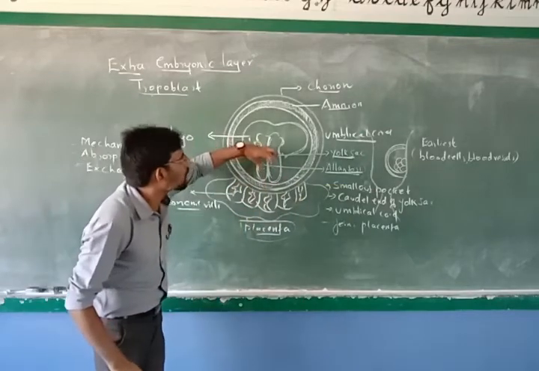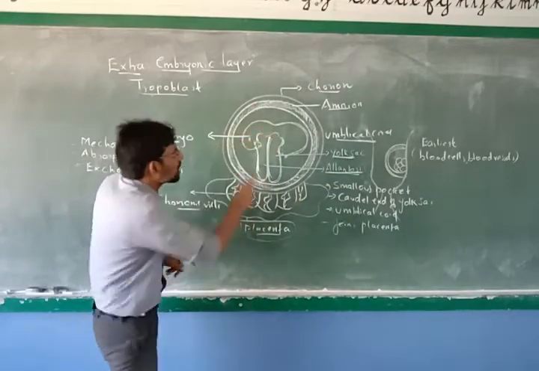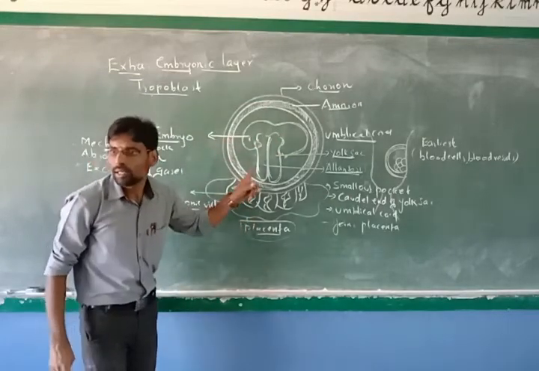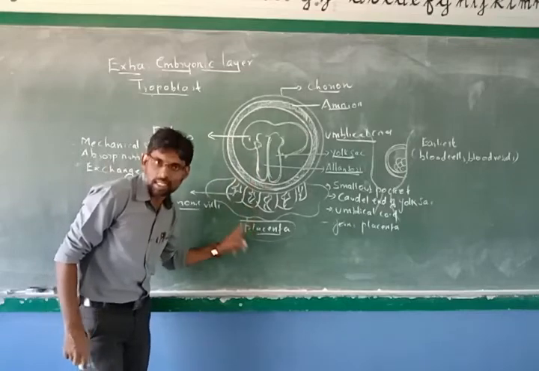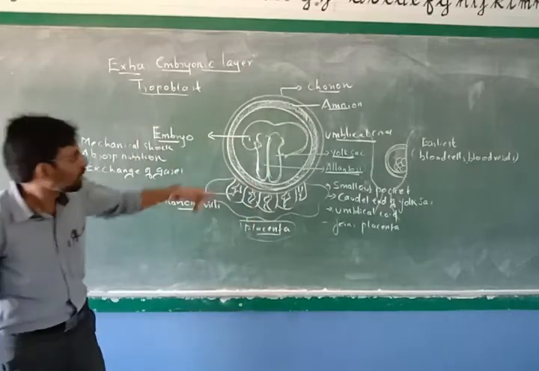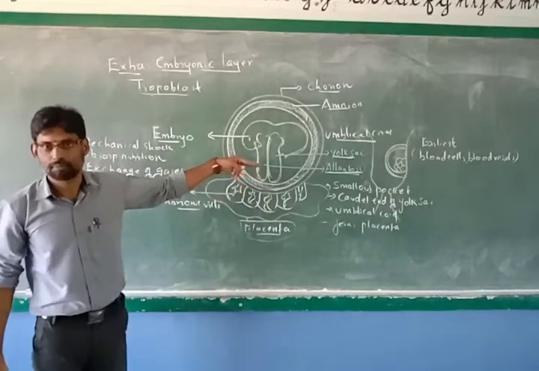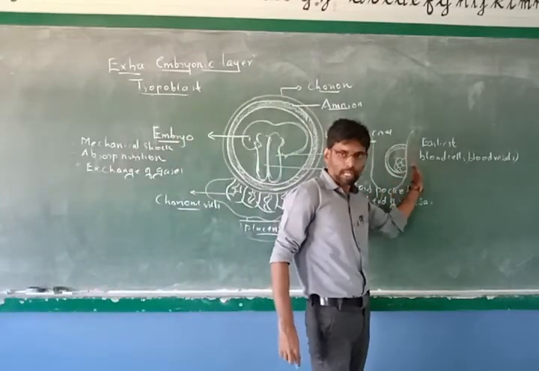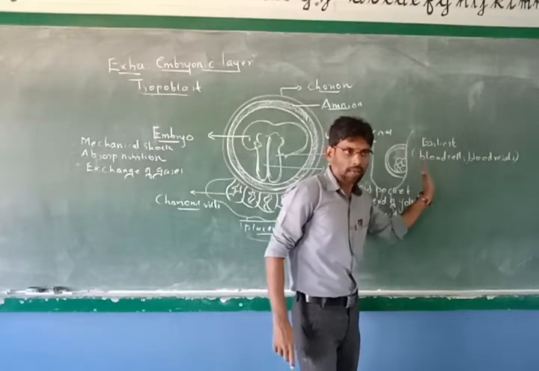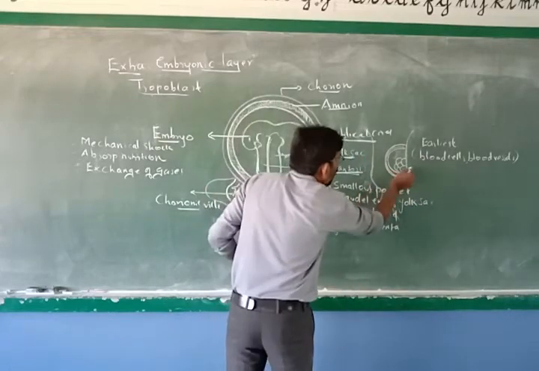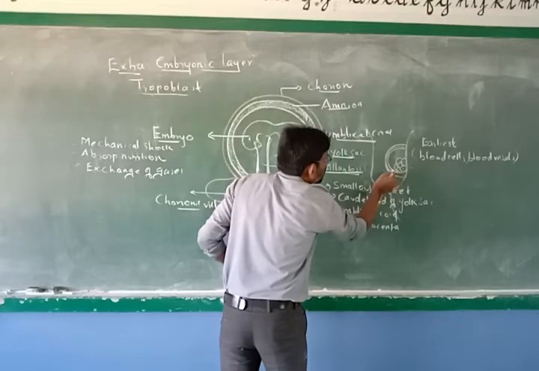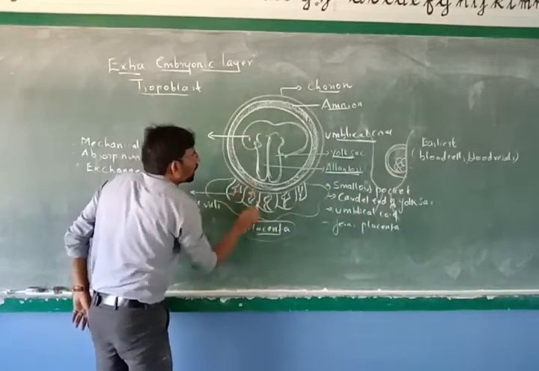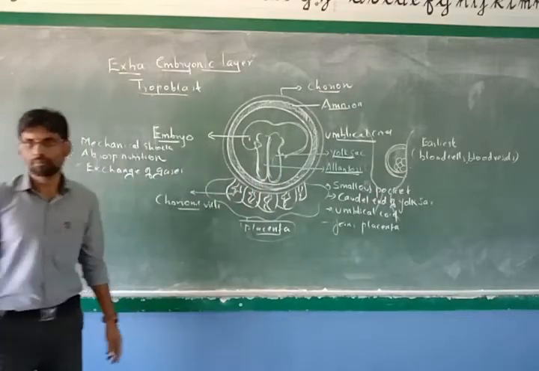The umbilical cord is from the fetus side, which is connecting to the placenta. At the time of delivery, the umbilical cord only is cut. So the placenta is the mother's part, where the endometrium is there. Clear? This is the fetus, this is the placenta. These 2 things are connected by the umbilical cord.